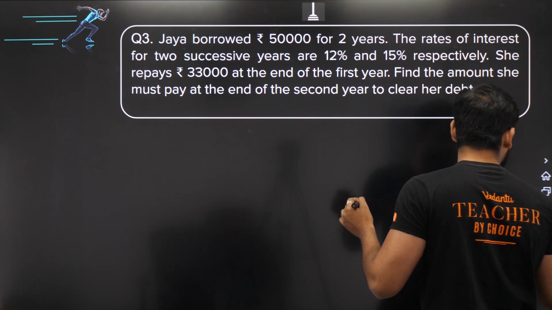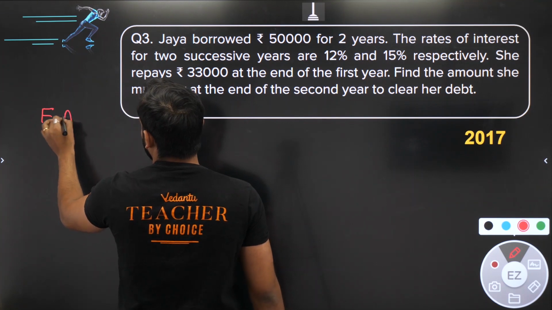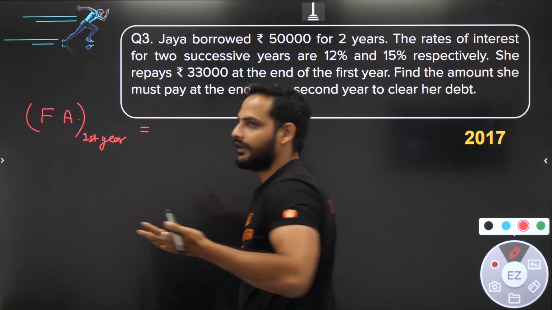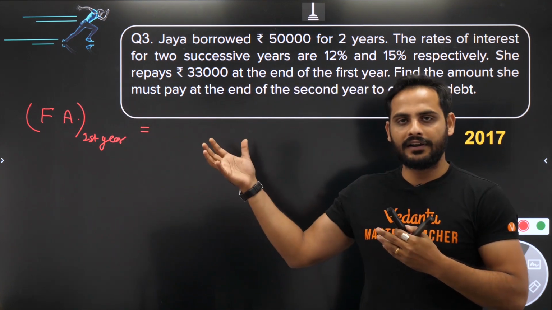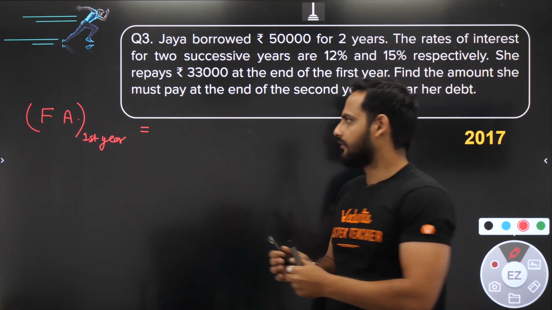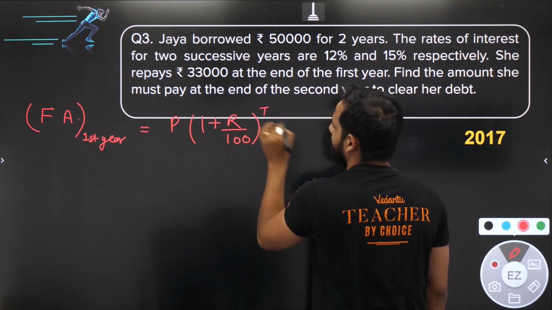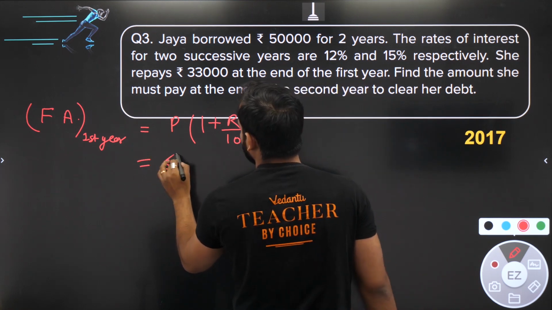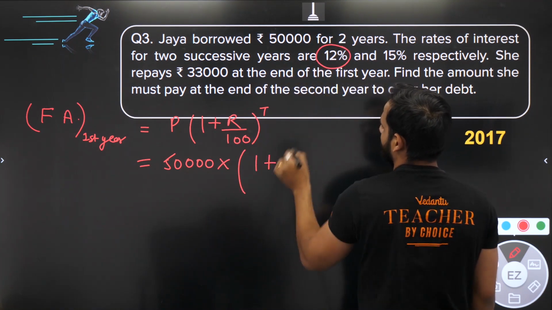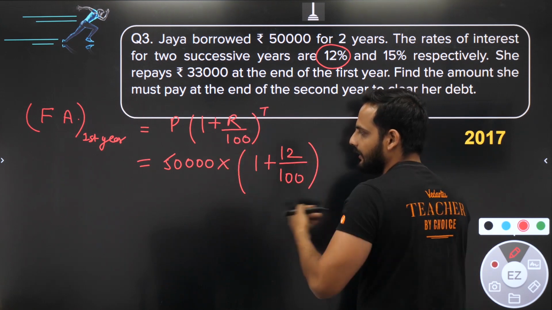So let's do that. Final amount at the end of the first year. There are two ways. Either you can first find out the simple interest and then add it to the principal, or you can use the formula for the compound interest also, which will be equal to P into 1 plus R by 100 raised to the power time. So P is what, beta? Principal is 50,000 into 1 plus rate for the first year is 12%, 12 by 100, raised to the power time. Time is what? 1 year only.